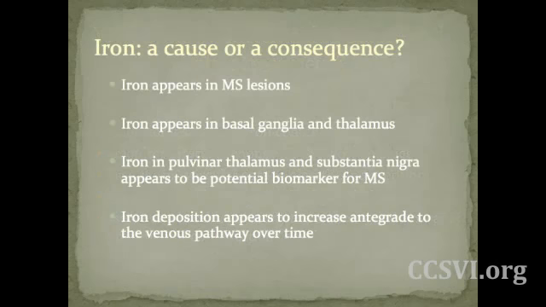So iron, is it a cause or a consequence? What do we know at this point? There's still quite a bit to learn. However, what we have seen through publications is that iron appears in MS lesions. Iron appears in the basal ganglia and thalamus of the brain. Iron in the pulvinar thalamus and substantia nigra appear to be potential biomarkers for multiple sclerosis. And iron deposition appears to increase antegrade to the venous pathway over time. So this further solidifies that there is a vascular venous connection between CCSVI and multiple sclerosis.